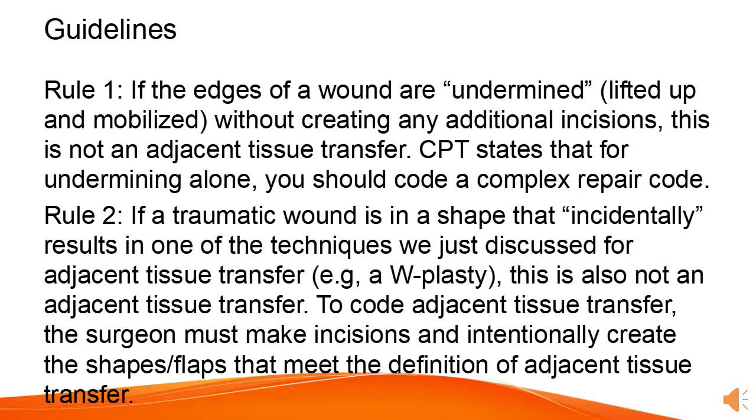Rule 2. If a traumatic wound is in a shape that incidentally results in one of the techniques we just discussed for adjacent tissue transfer, e.g., a W-plasty, this is also not an adjacent tissue transfer. To code adjacent tissue transfer, the surgeon must make incisions and intentionally create the shapes/flaps that meet the definition of adjacent tissue transfer.